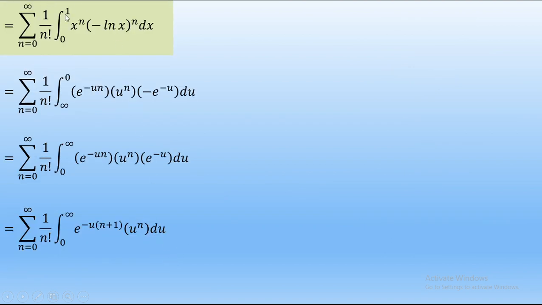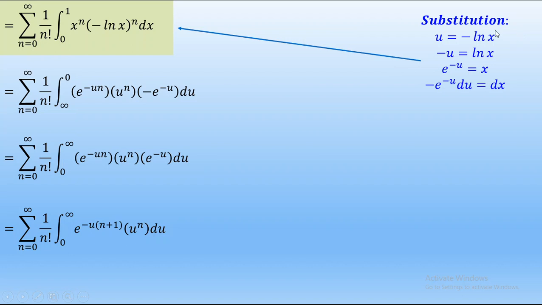Now we have to find the integral from 0 to 1 of x raised to the power n times minus ln x raised to the power n dx. We will do some substitutions. First of all, we will consider minus ln x as u, then minus u is equal to ln x, and e raised to the power minus u is equal to e raised to the power ln x. And we know that when e is raised to the power natural logarithm, e and the natural logarithm cancel out, and only the part that remains is x.